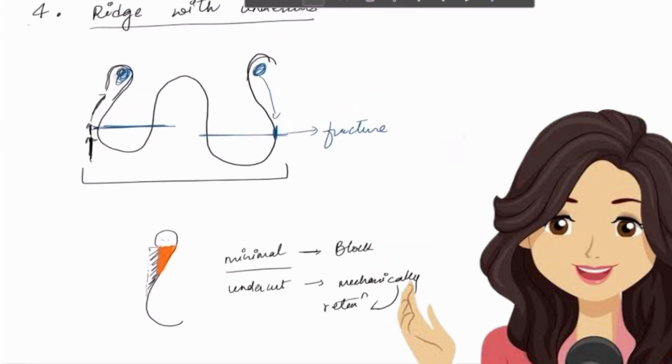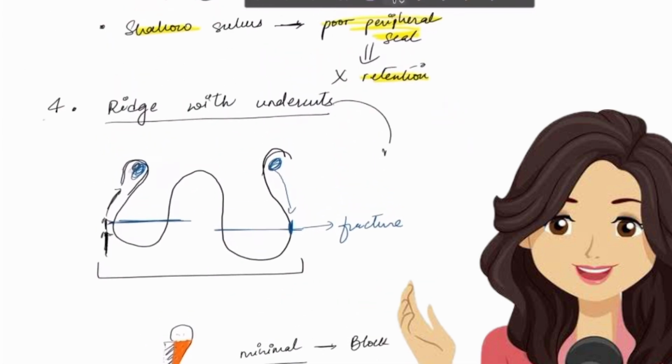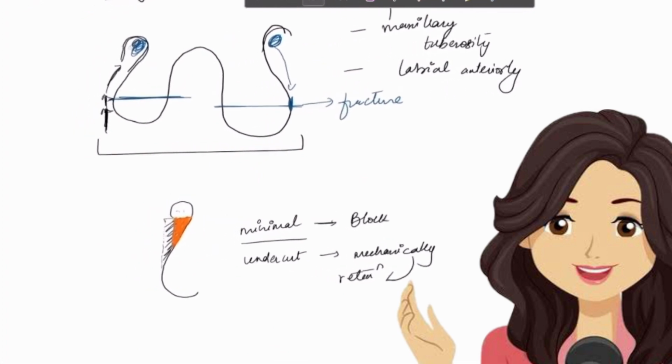These undercuts usually are located where? These undercuts are usually located around maxillary tuberosities, or they could be near your labial part of anterior maxilla. So labially anteriorly is where usually we see a lot of such undercuts. If it is anteriorly, we usually block it on the master cast with the help of wax or anything while making the denture. And when we are doing the final processing of the denture, at that time we block it out with POP or any cement on the master cast.